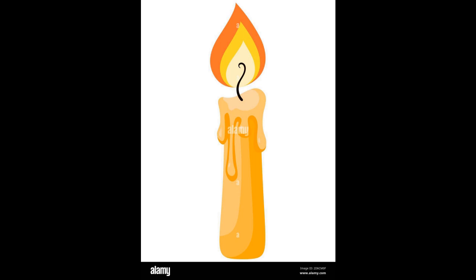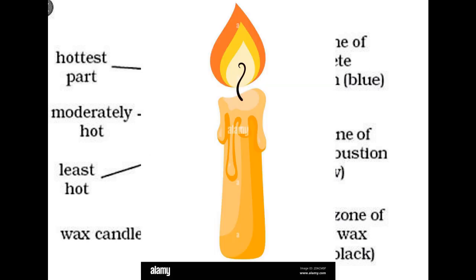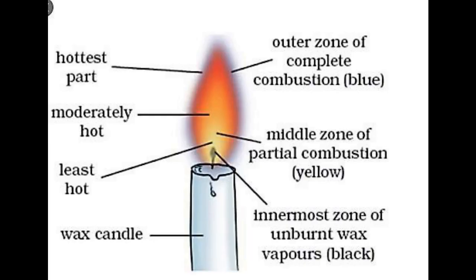Middle zone. Partial combustion takes place in this zone. It is yellow in color and it gives light as it is luminous. It gives light because the carbon particles do not get that much air, like oxygen, to burn properly, and they are partially burnt and they glow yellow in color. So as oxygen is not sufficient, they do not glow properly. As partial combustion takes place, the temperature is not that high as the outer zone.